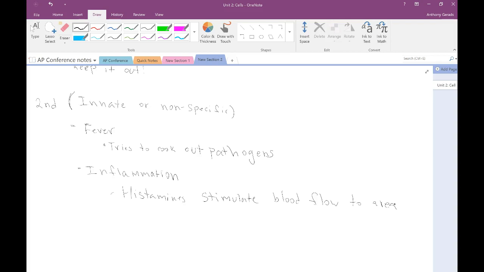Okay. Histamines stimulate blood flow to the area, and they're going to carry non-specific white blood cells. I'm going to put WBCs. So we have some white blood cells that are non-specific, and it just says, "Hey, you don't belong here, so I shall eat you. Get out."